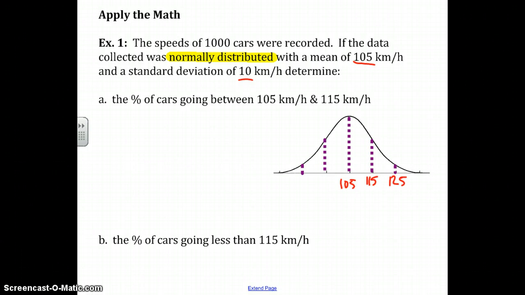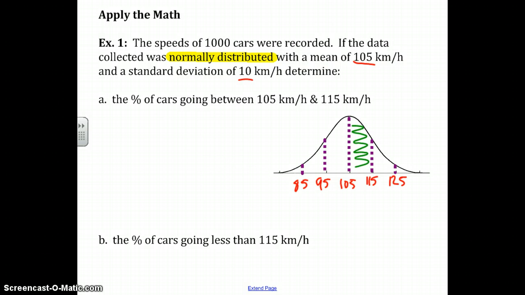So basically when we have a question like this, we just make the normal curve and we label these different lines. This one here is 10 below, so it's 95, and then 10 below that, 85. Okay. So now we can use this to answer questions. So it's asking for the percent of cars going between 105 kilometers per hour and 115 kilometers per hour. So we want to know the percent of cars in this area here.